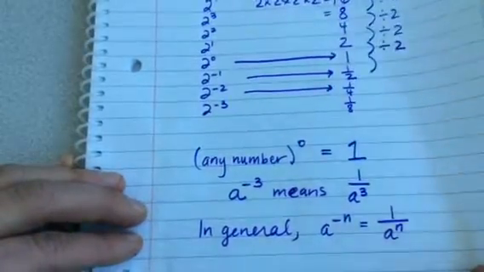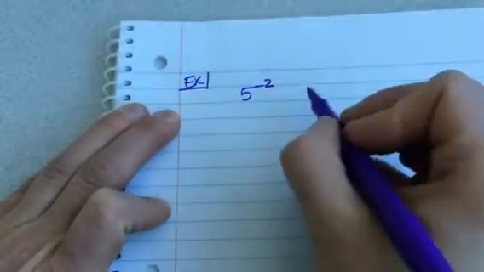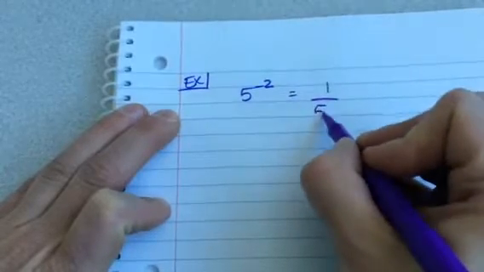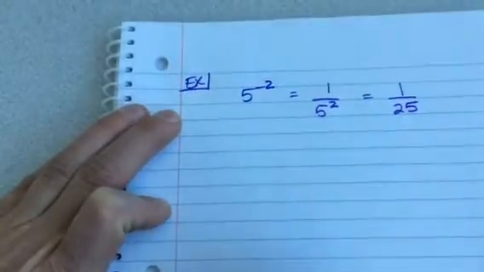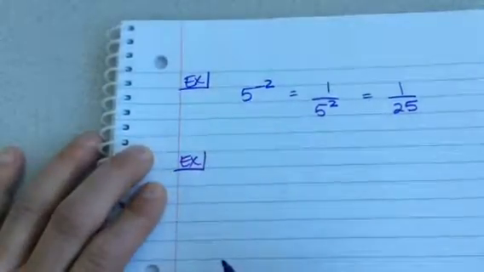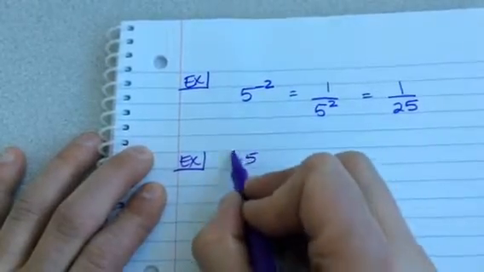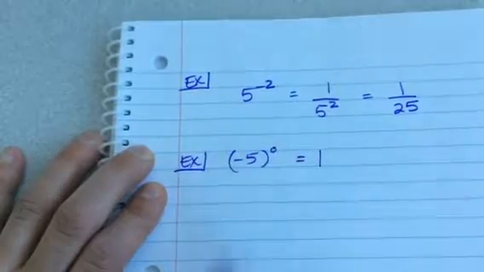So let's practice this just a little bit using this new rule that we have. We're going to simplify. If we've got, say, 5 to the negative 2, well, that's the same as 1 over 5 squared, which is 1 over 25. What about negative 5 to the power of 0? Well, we know from our rule anything to the power of 0 is 1.